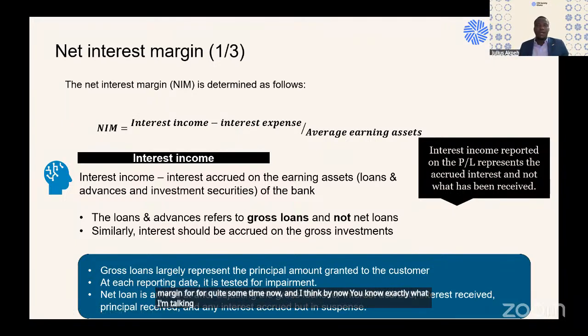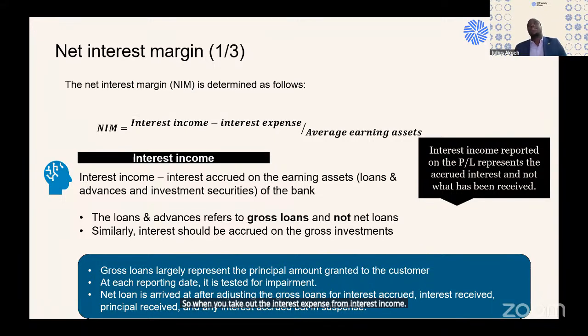But here I'm bringing out a formula. I want to say something about it, and in later sessions, we're going to talk a lot about them. I began bringing things out bit by bit so that when you see them later, they don't appear strange to you. The net interest margin is determined as follows. We have the interest income that comes from the loans and investment securities, and we have the interest expense. When you take the interest expense from interest income, that gives you what we call net interest income. Then you take net interest income divided by the average earning asset, and that gives you the net interest margin.